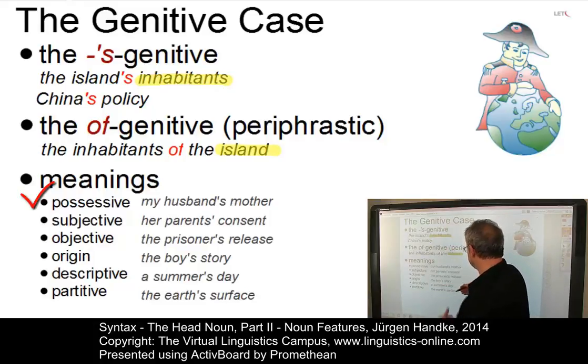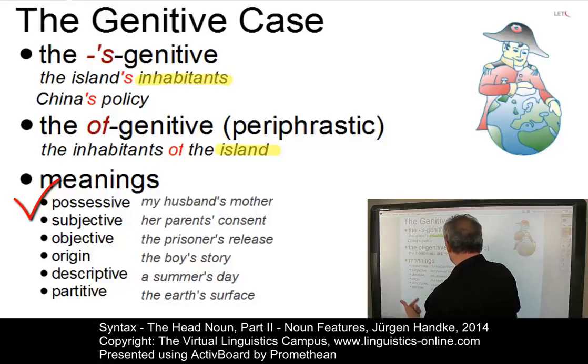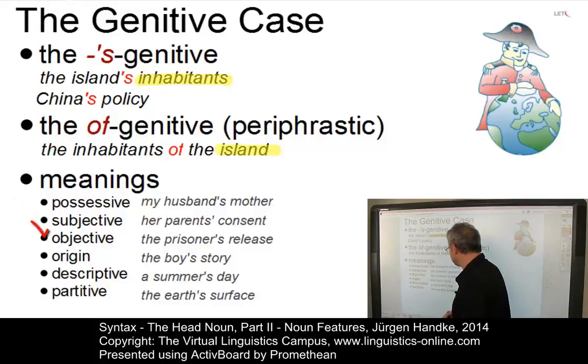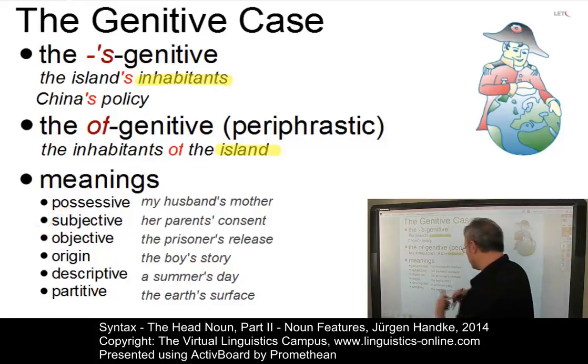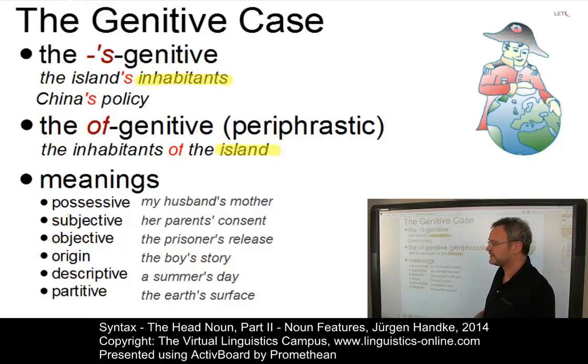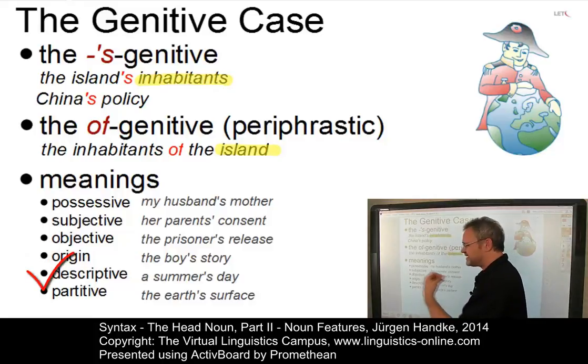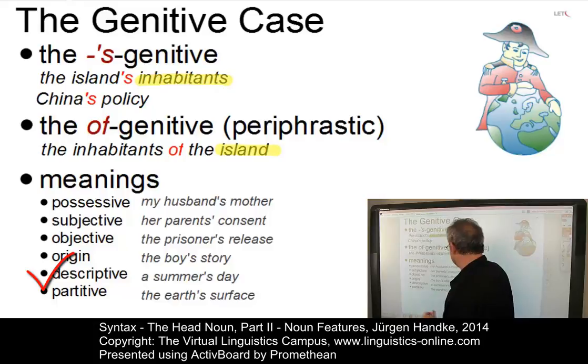For example, the possessive form, as in my husband's mother, which means my husband has a mother, my husband possesses a mother. The subjective form, her parents' consent. Well, her parents consented to something. Or the objective meaning, the prisoner's release means really that someone released the prisoner. Or the meaning of an origin, the boy's story means that the story comes from the boy, the boy told a story. Or take the descriptive meaning, a summer's day, which really means a day in the summer. And finally, the partitive meaning, has a relationship. The earth has a surface, is expressed by the S genitive, the earth's surface.